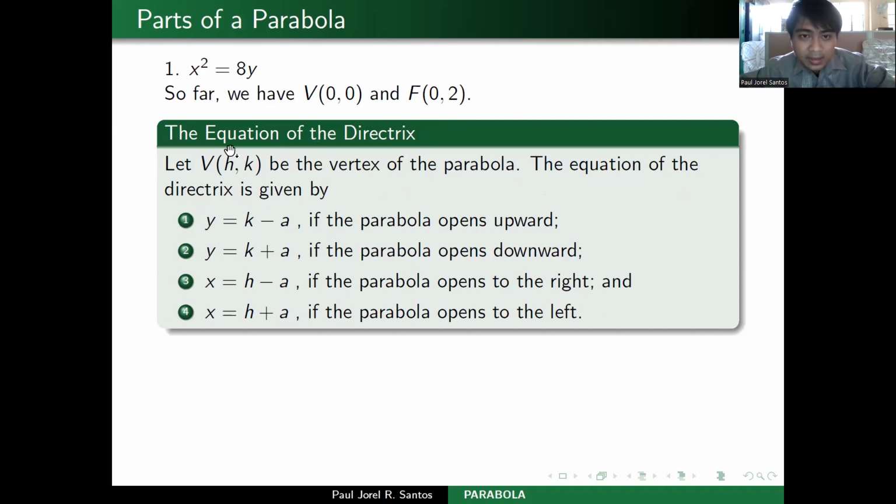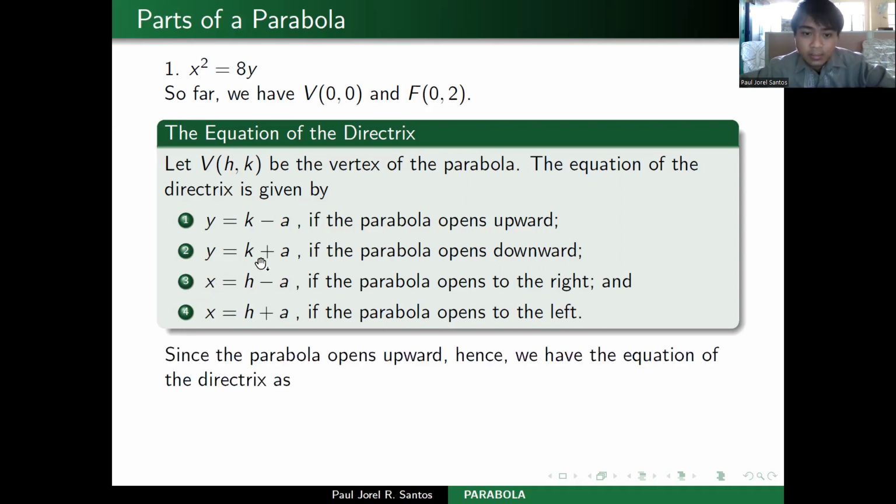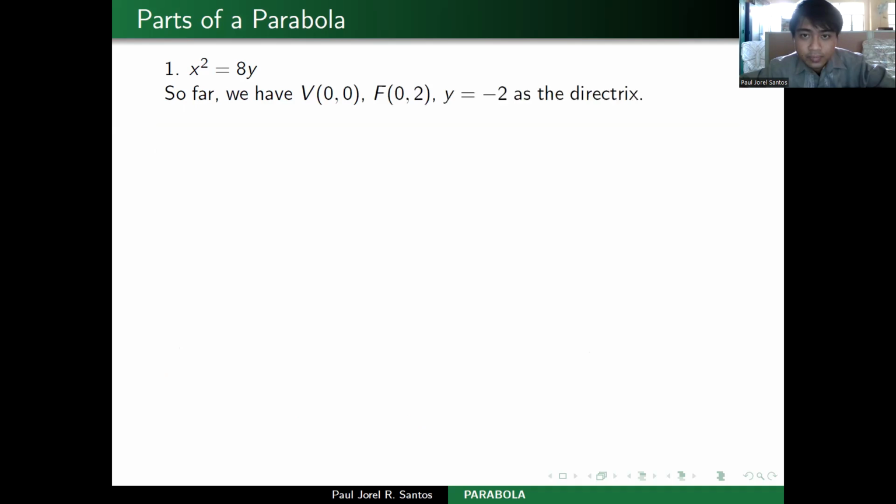We have now the directrix, or the equation of the directrix. Let V with coordinates (h, k) be the vertex of the parabola. The equation of the directrix is given by, I have here four formulas for equations, but we are going to use the first one because the parabola opens upward. Hence, we have the equation of the directrix as y equals k minus a. We know that k here is 0 and a here is 2. So we have y equals 0 minus 2, or y equals negative 2. Now, y equals negative 2 is the directrix.